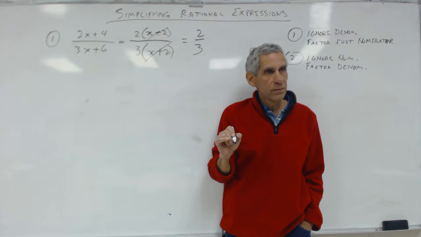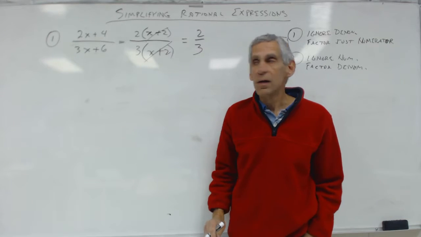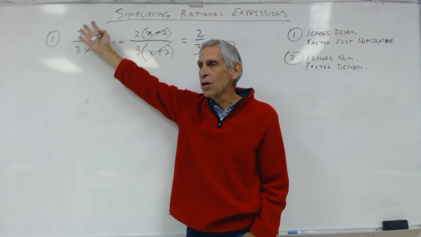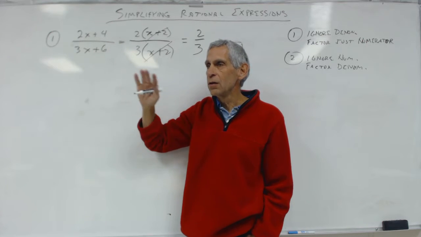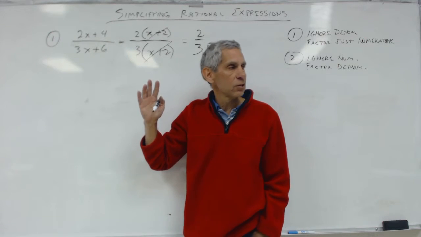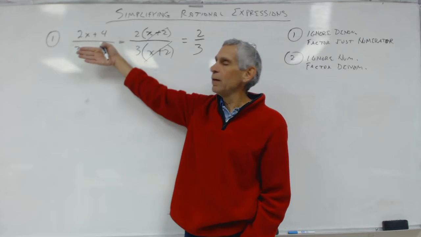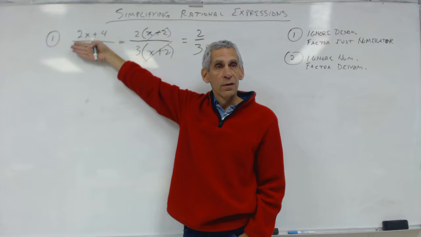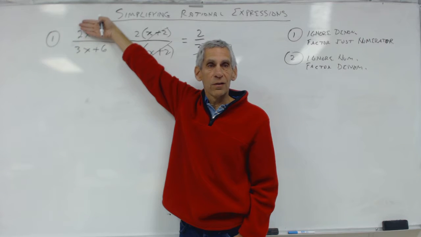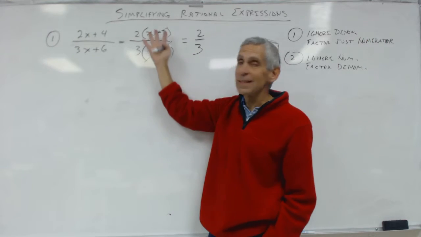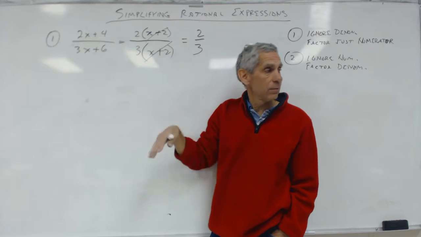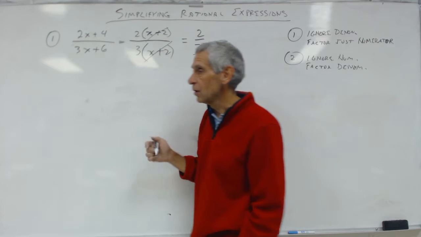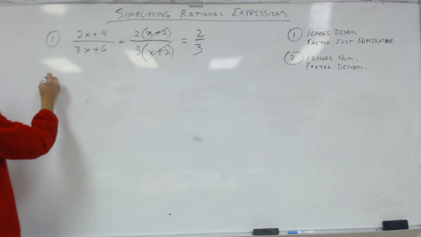Does that make sense? It's really not that hard. When you see the whole thing at once, you freak out, or initially, right? But then you realize, wait a minute. Ignore the denominator, just factor the numerator. Then ignore the numerator, just factor the denominator. Then see if there are any like terms that can be crossed out. Does that make sense? Okay, so that was number 1.